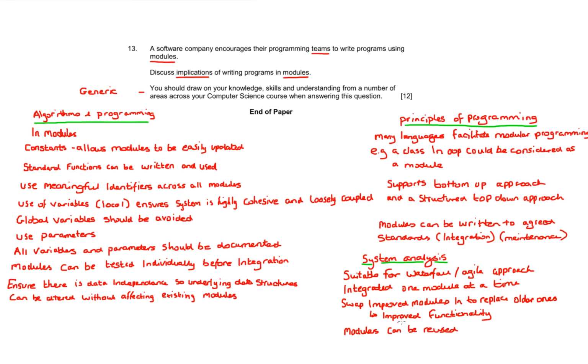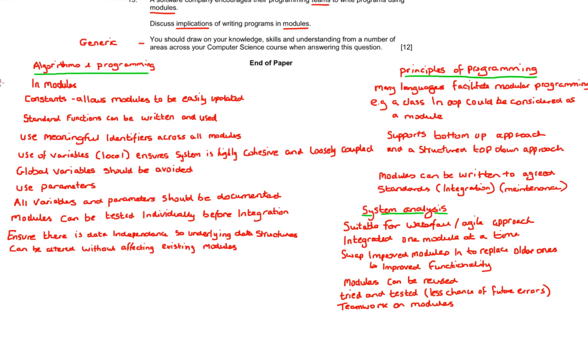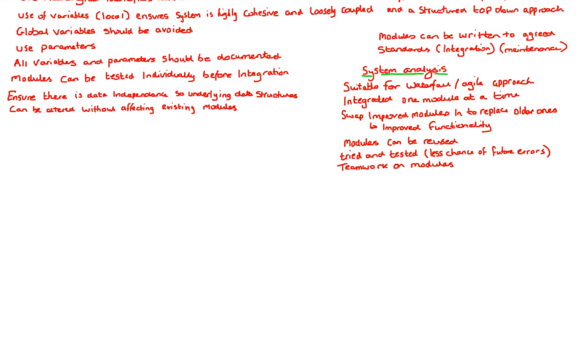So modules can be reused as many times as you like. There'll be repeated code in there that you can use, and also they can be tried and tested, and there's less chance of integrating future errors in there. One of the major advantages of using or writing modules is the fact that teams can be deployed on certain modules wherever their strengths lie.